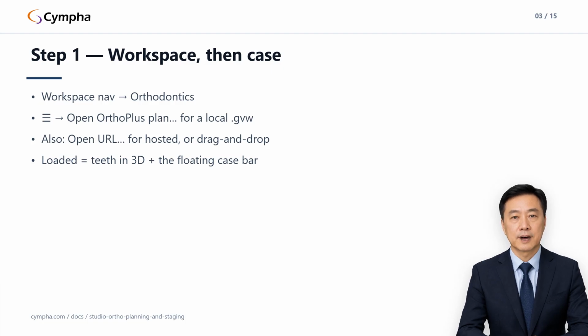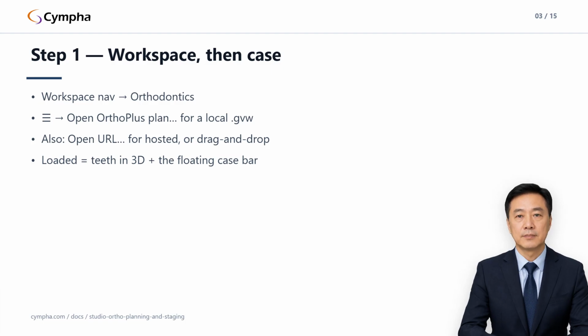The moment the plan is ready, the floating case bar appears at the bottom of the viewer, and that bar is the control surface for everything that follows, so let's read it carefully. Left to right. The step slider shows the current step against the maximum, 5 of 24 style. Drag it, and note the scene updates when you release the pointer, not on every tick, deliberately, so the model isn't rebuilding while you scrub.